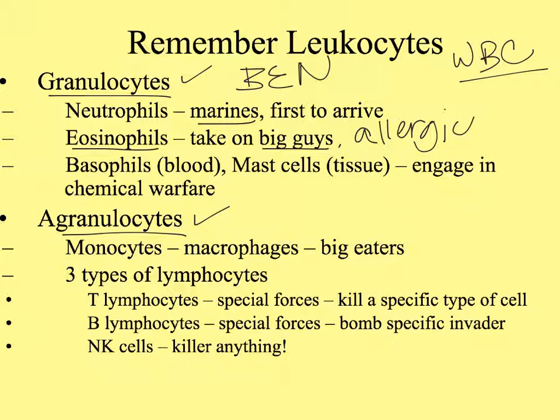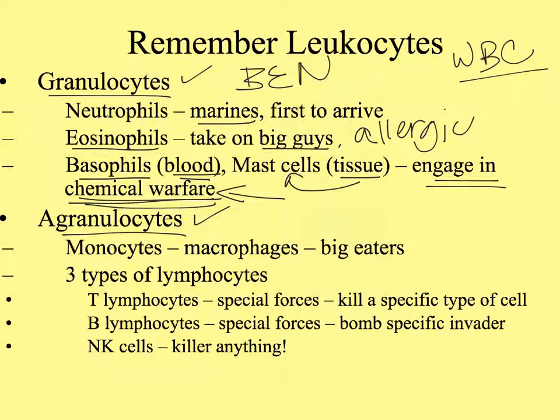Okay, now basophils are called basophils when they're in the blood, but if they leave the blood and go into the tissue, they're called mast cells. Okay, now mast cells engage in what we call chemical warfare. So they're not going to engulf or destroy pathogens by themselves. They're going to release chemicals to help the cause. Okay, so I always think of it as chemical warfare.